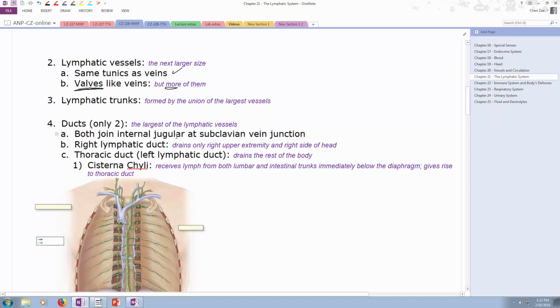The next larger size are the trunks, formed by the union of the largest lymphatic vessels, and they will have names now based upon the location where we find them. These are structures large enough to identify. If they're in the lumbar area, we'll call them lumbar trunks. If they are draining the intestines, we'll call them intestinal. They can even be associated with our jugular veins, and because of their association, we'll call those jugular.